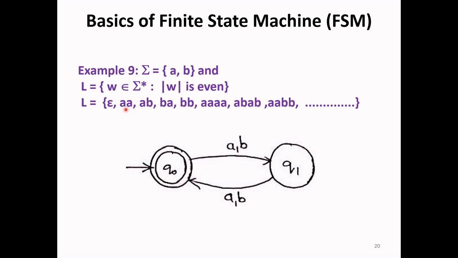So let us take up one example, AB. AB is a string which belongs to this particular language. Start with initial state Q0. A reaches Q1. For B, it will reach Q0, which is the final state, hence the string is accepted.